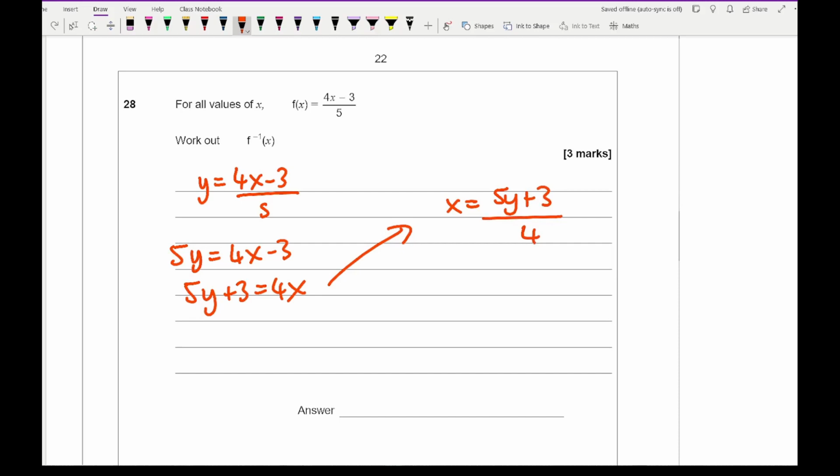And then from this, what I want to do is replace the x with the inverse function of x, and replace the y with x. So I get 5x plus 3 all divided by 4, and that is my final answer and the end of this paper.